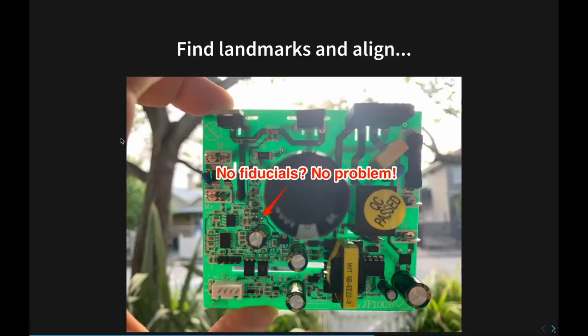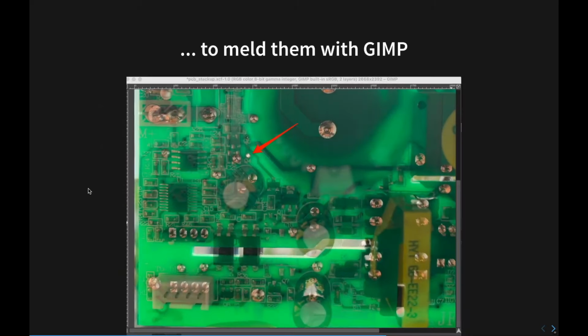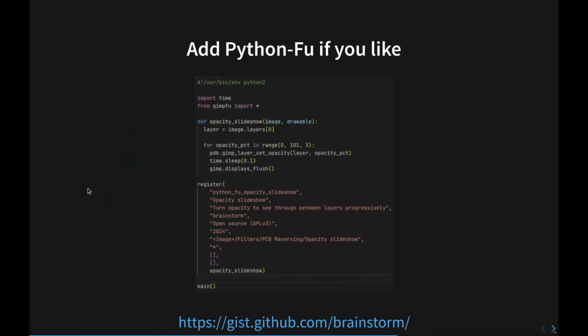Just make sure that you align those landmarks of your PCB against the different layers, like you see here in the pictures. And then eventually you can even script GIMP with Script-Fu, which I provide. Then this will essentially slide the opacity slider for you.